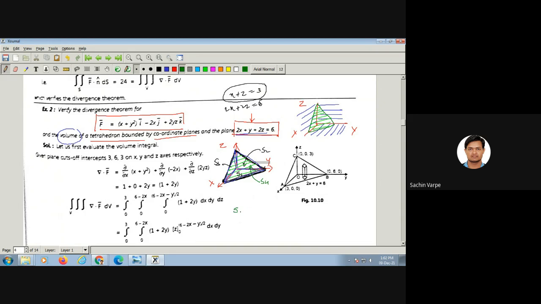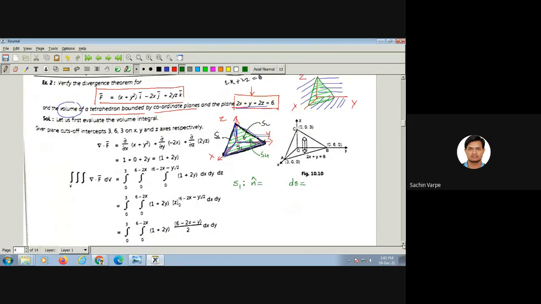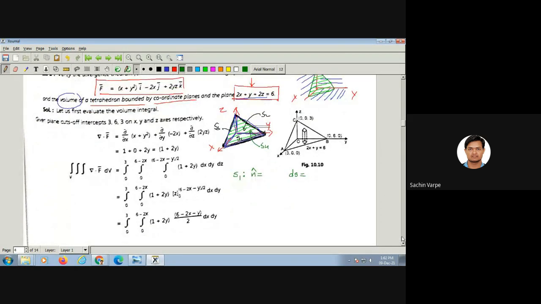As we know, S1 is the bottom surface where z coordinate is 0. So what will be n cap there? N cap and area element. What is n cap related to S1?